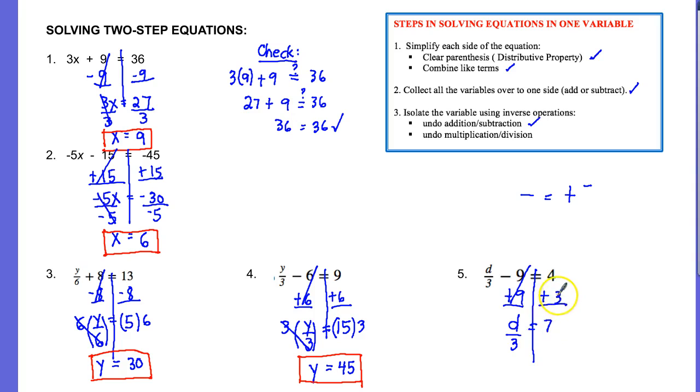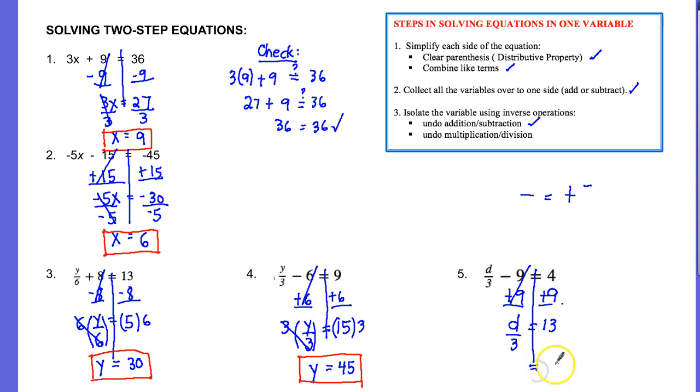Oh no, why did I put 3 here? It's supposed to be plus 9. Let's correct that right here. So this is supposed to be plus 9, not 3. Because I added 9 here, I have to do the same thing. So that's 9. So this is not 7. 4 plus 9 is 13.